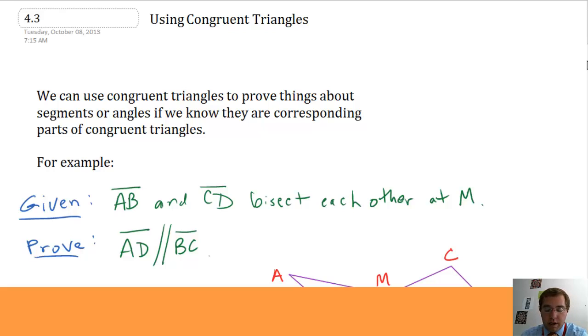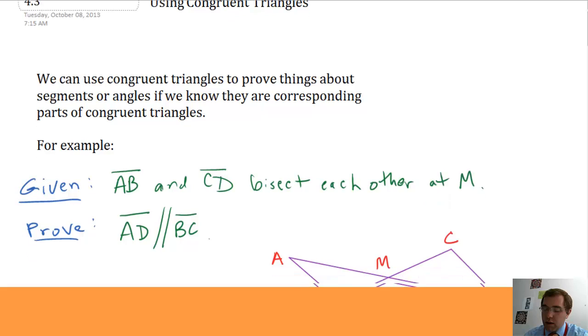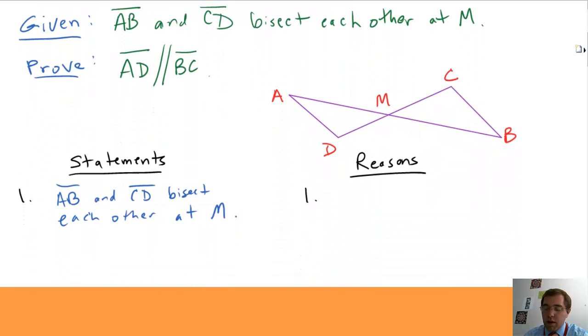So as I've written here, we can use congruent triangles to prove things about segments or angles if we know that those segments or angles are corresponding parts of congruent triangles. For example, if we're given segment AB and segment CD bisect each other at M, and this picture I've drawn here of these two triangles, and we want to prove that segment AD is parallel to segment BC.